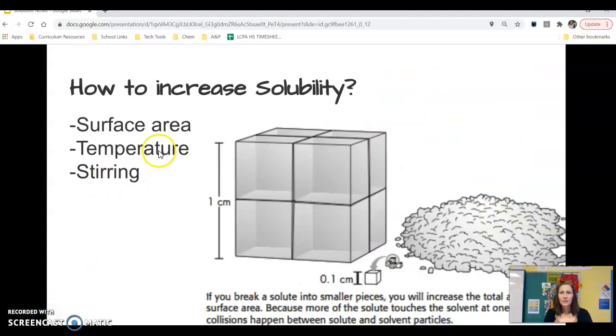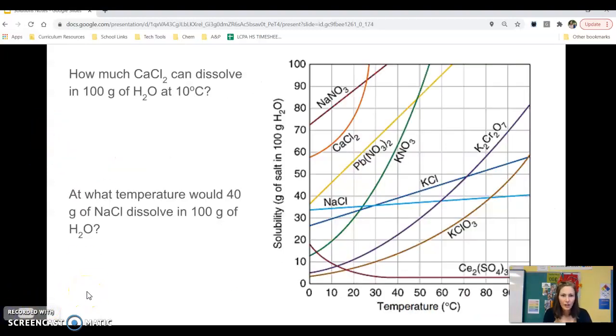How to increase solubility. There are three main ways you can increase solubility. The main one we've been talking about is temperature. If I increase temperature, generally the solubility increases. There's one that's not the case. Oh, here we go. Cesium sulfate is one where increasing temperature doesn't increase the solubility, it actually decreases it. That's kind of a weird one that we don't see very often.